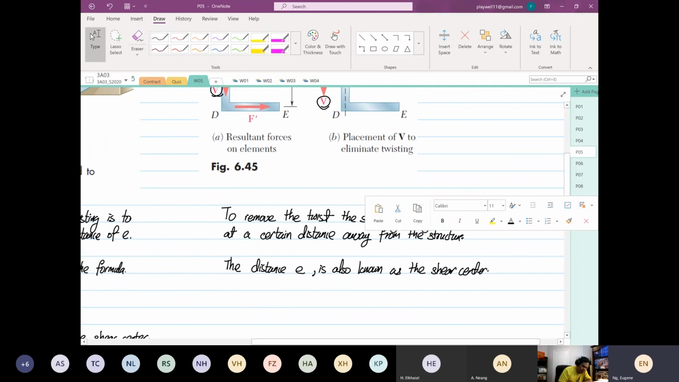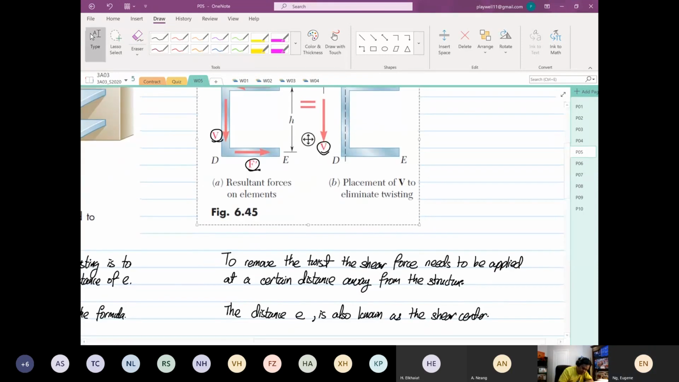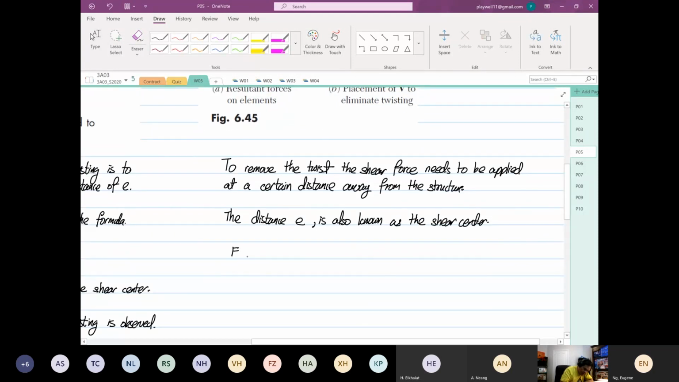So if you look at the forces now, right? So the force F and F prime, right, is equal to the integral from point A to point B, okay, of Q multiplied by DS, where Q is the shear flow, S over here is the distance. Or if you want to use shear stress, you could, so from A to B, the shear stress multiplied by T multiplied by DS, where T is the thickness.